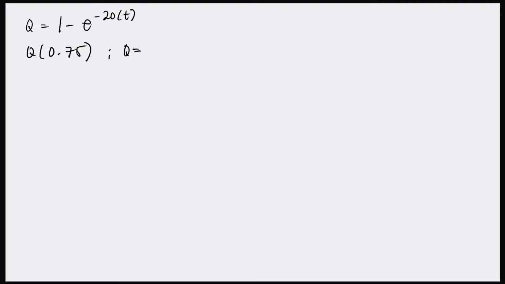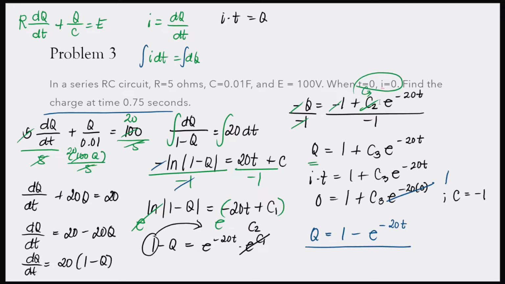Q is equal to 1 coulomb. So, let's try using linear, because it's actually easier with linear. We will take this equation here.